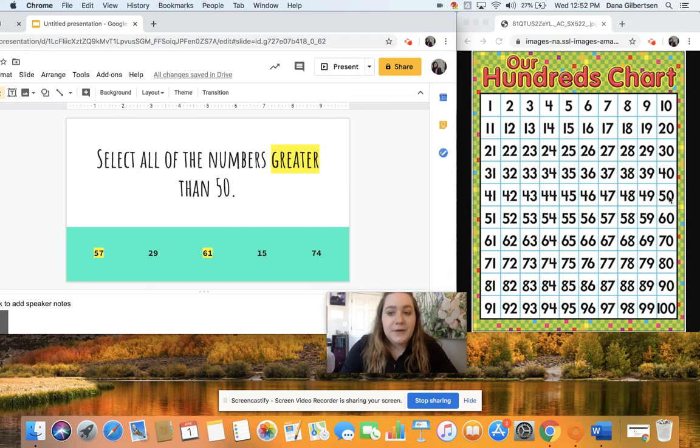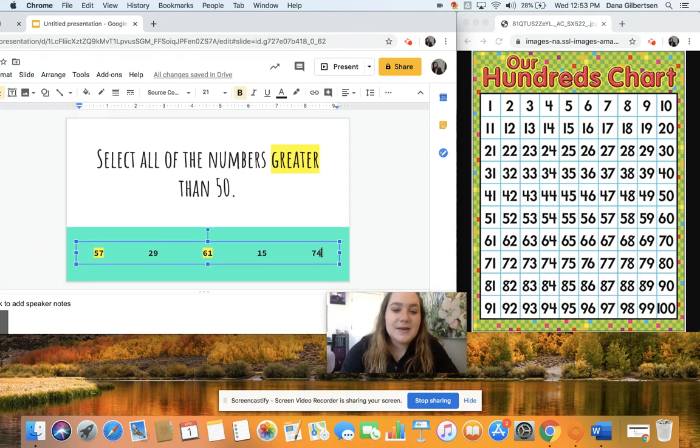So now put your finger on number 50 and now tell me, is 15 greater than or less than 50? Show me with your thumb. It's less than 50. So should I be picking it? No way, because we're looking for numbers greater than 50. Last one to check, so put your finger on 50 and find the number 74. Is it greater than 50 or is 74 less than 50? Show me with your thumb. Good, it is greater because it is a number that is bigger. So I can pick that number 74.